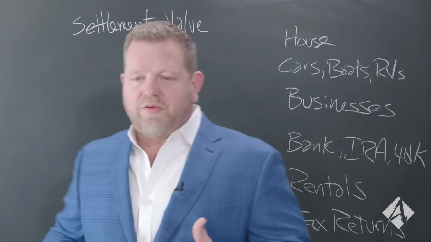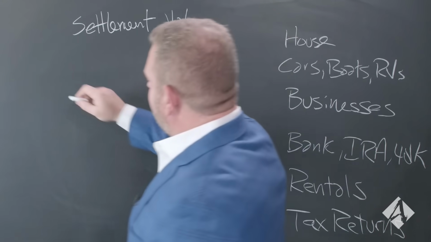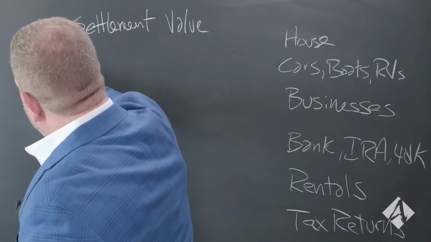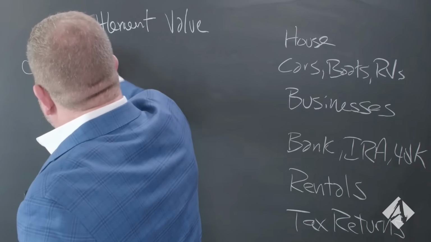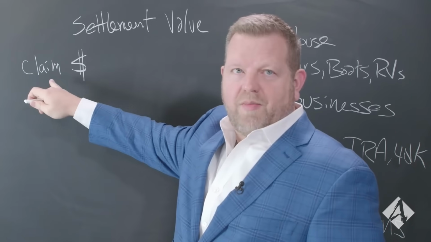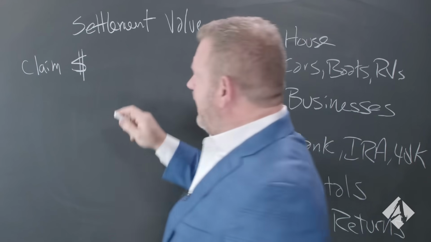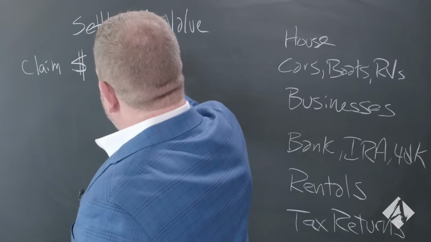So the settlement value is always going to be kind of a factor of what the value of the claim is. So claim, top dollar, whatever that dollar amount is, and you're going to multiply it by your percentage chance of winning.